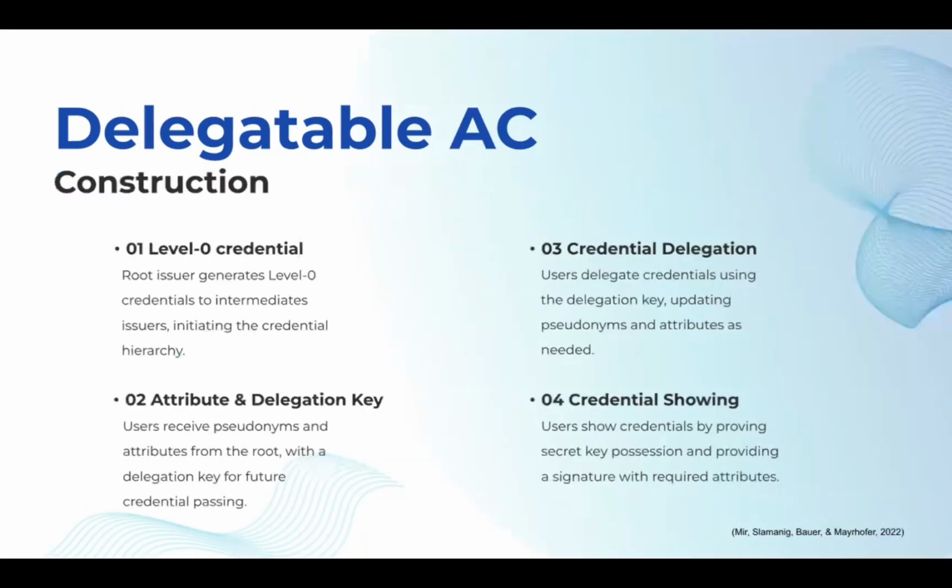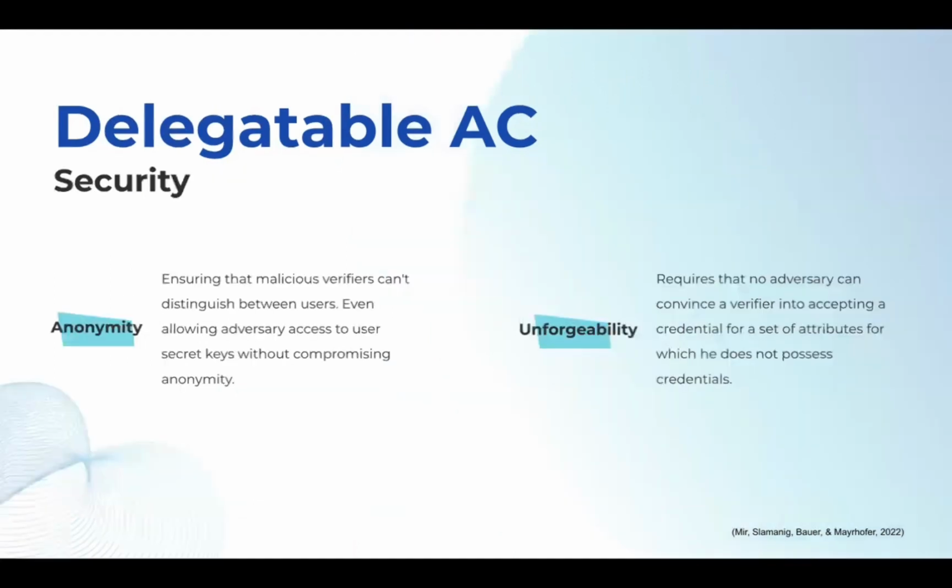Now let's focus on construction. First, the root issuer generates level 0 credentials for intermediate issuers, initializing the credential hierarchy. Then, the user receives pseudonyms and attributes from the roots, with a delegation key for credential passing. Furthermore, users delegate credentials using the delegation key, updating pseudonyms and attributes as needed. Finally, users show credentials by proving secret key possession and providing a signature with required attributes.